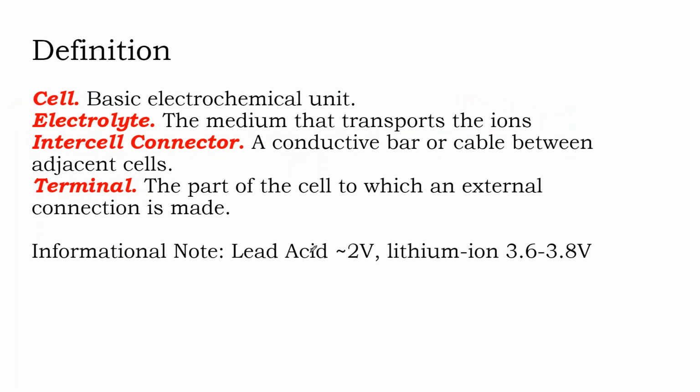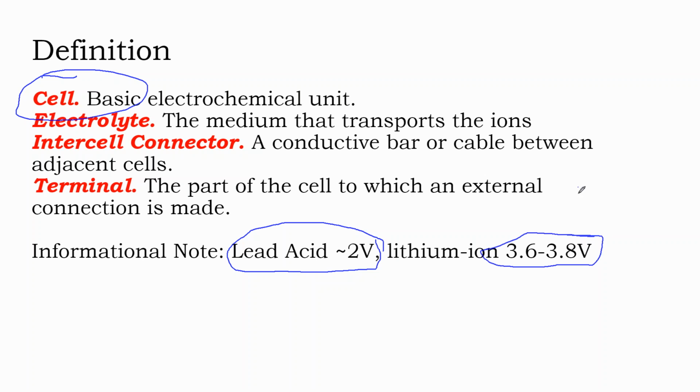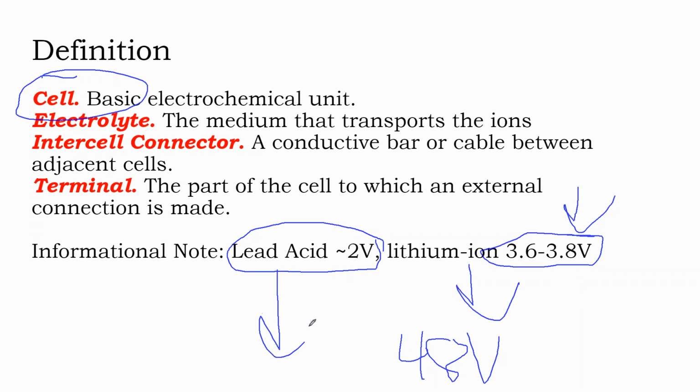Just one finer note on the cell of the battery. A lead acid cell is like the atom of the battery, the least divisible part of the battery. For lead acid, its native cell voltage is around 2 volts, whereas for lithium ion, its native cell voltage is 3.6 to 3.8 volts. And so if we're making a 48 volt battery, there's going to be a different number of cells for lithium ion versus lead acid. But you can make a 48 volt lead acid battery. You can also make a 48 volt lithium ion.